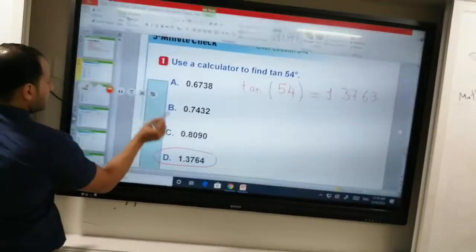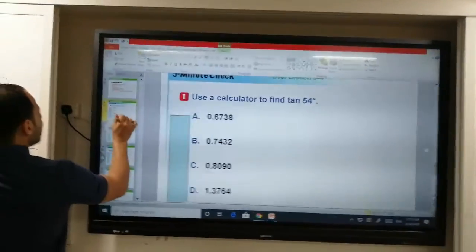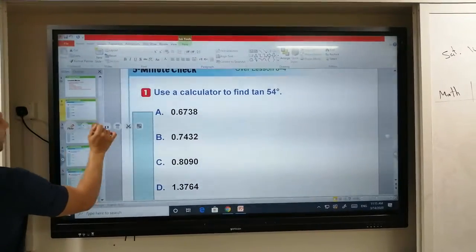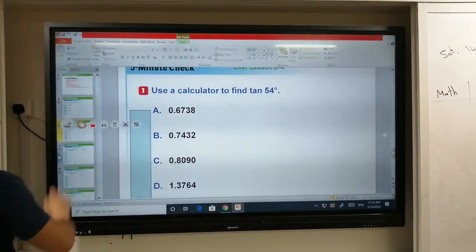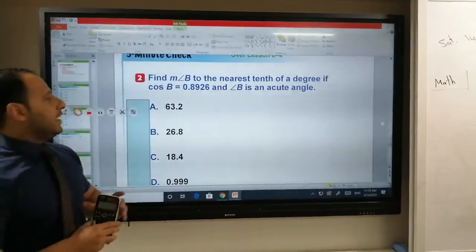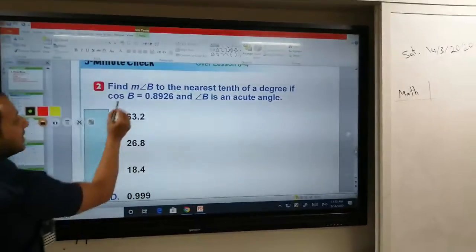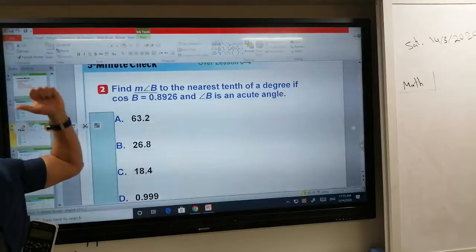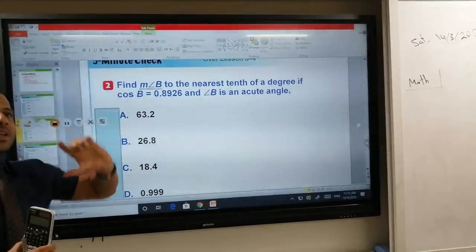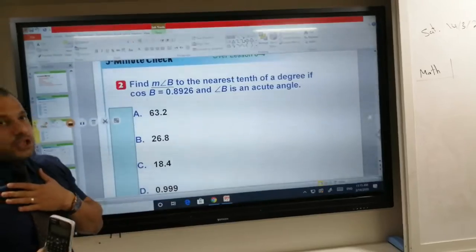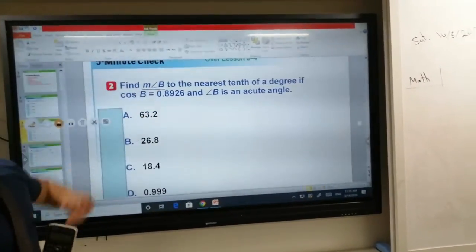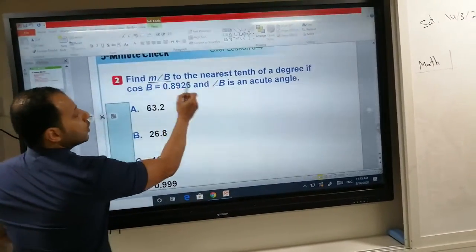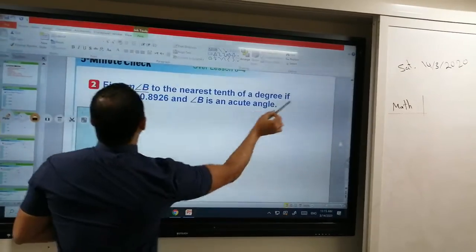We're going to the second example. Our second example is: find the measure of angle B. Pay attention. What does it say? Find the measure of angle B. In the previous example, we said find tan, find sine, find cosine, so I needed a ratio. But here, find the measure of the angle. I need the measure of angle B, to the nearest tenth of a degree.